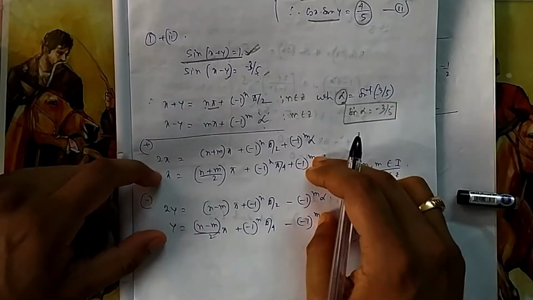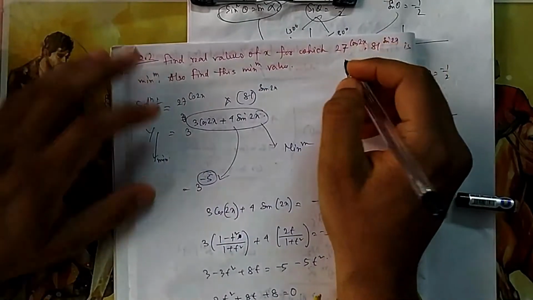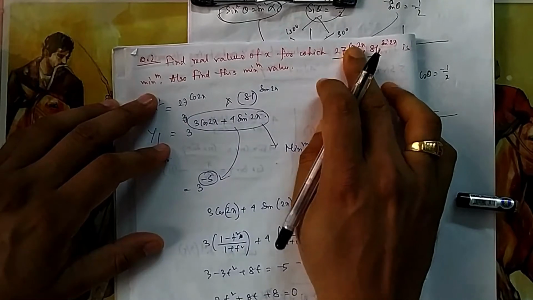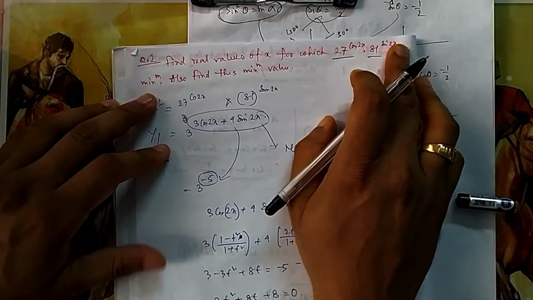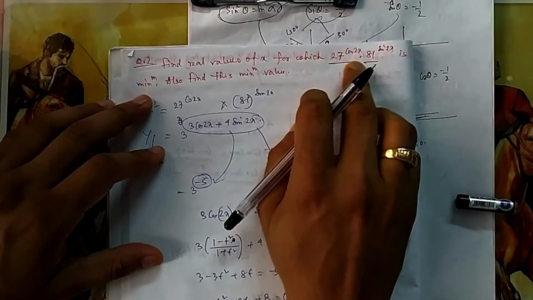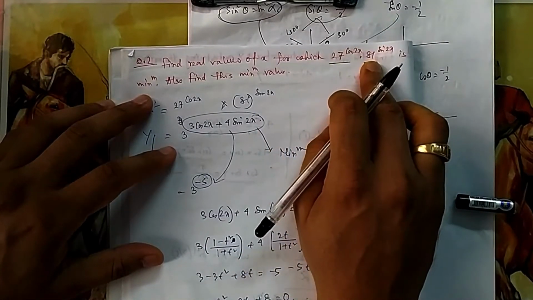They just want to write it in this form. Find the real values for which this into this is minimum. Okay, 27 to the power cos 3x, 81 to the power sin 2x. So is there any relation between 27 and 81? Yes, both are powers of 3. This is 3 cube, this is 3 to the power 4.